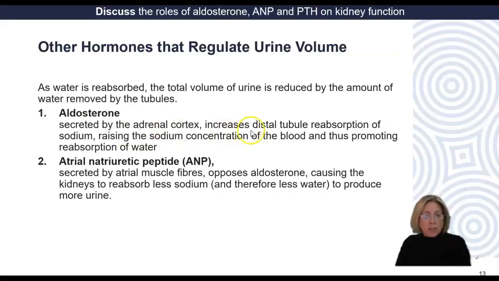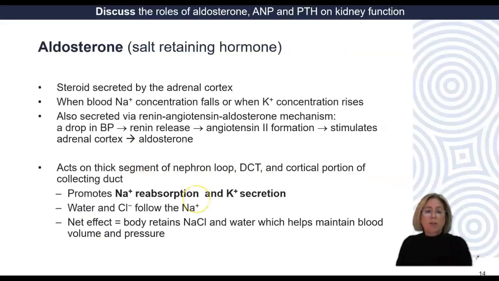It increases the distal tubule reabsorption of sodium, raising the sodium concentration of the blood and therefore promoting reabsorption of water. Atrial natriuretic peptide, on the other hand, is secreted by atrial muscle fibers, and its action opposes aldosterone because it causes the kidneys to reabsorb less sodium and therefore less water. And so the net effect of atrial natriuretic peptide is to produce increased volumes of urine.